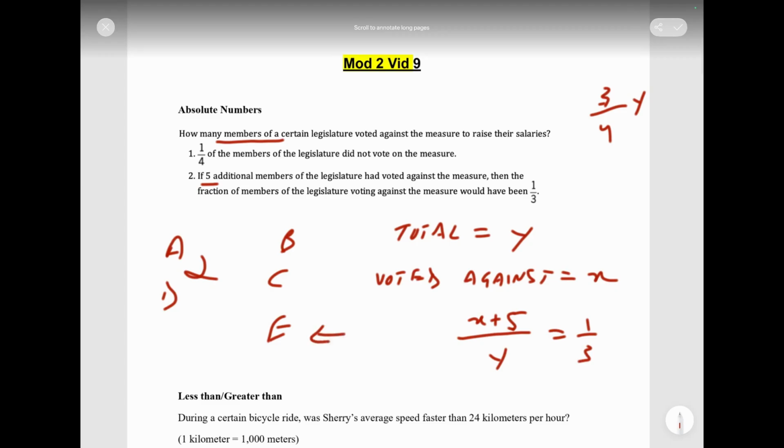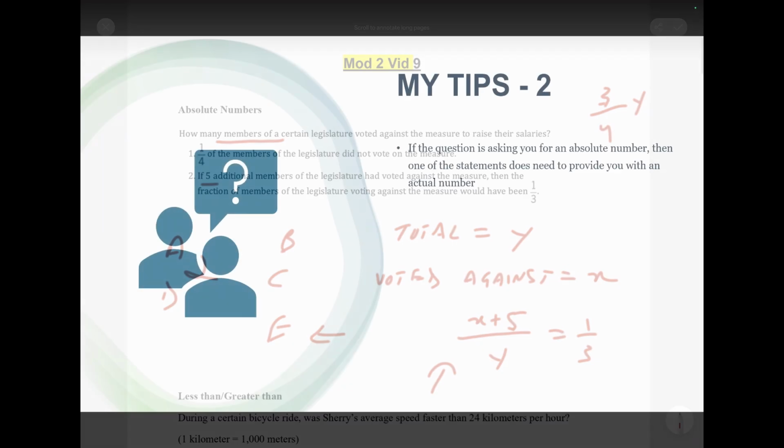As I said, if I was in a hurry, I wouldn't have wasted time doing all of this. If the question is asking you for a value of something, then one of the two statements does need to provide you some absolute value. So use those absolute numbers to your advantage. I've shown you both the cases, when they will not be of use and when they will be very, very important. So what's the next thing?